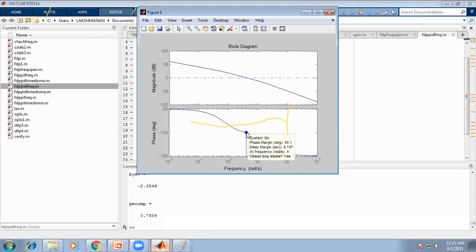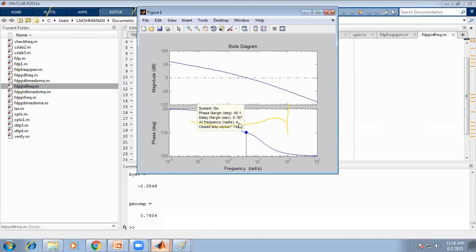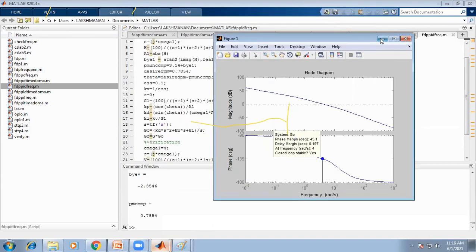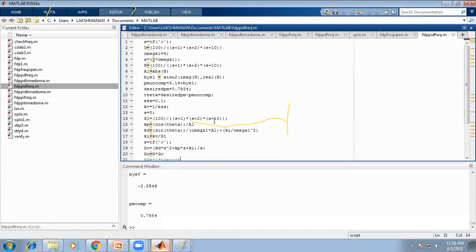That phase margin 45 degree, and that radian per second 4. We got it. 4 radian per second and 45 degree. So this is typical tuning of Kp, Ki, and Kd values for the transfer function 100 divided by (s plus 1) into (s plus 2) into (s plus 10).